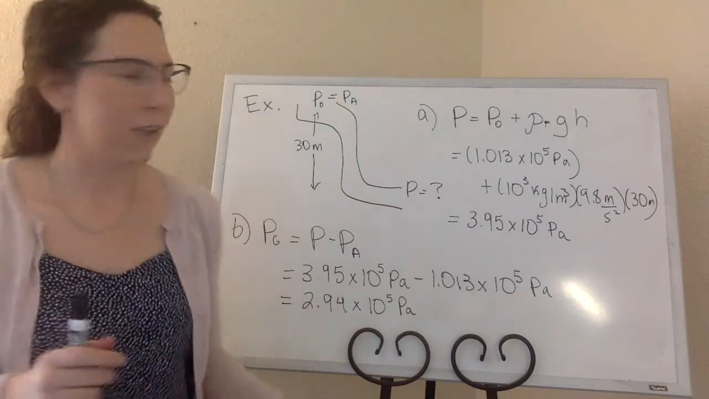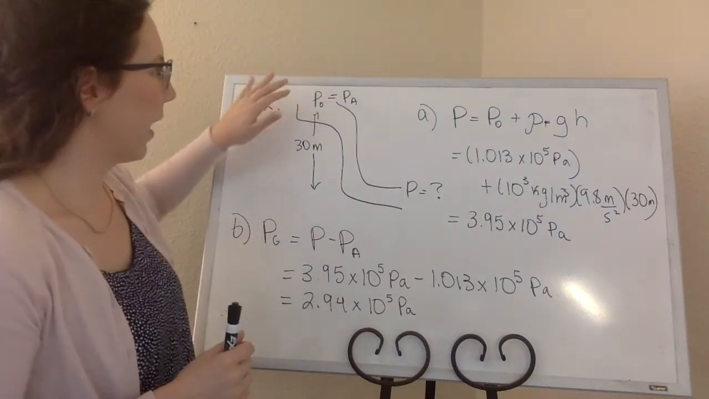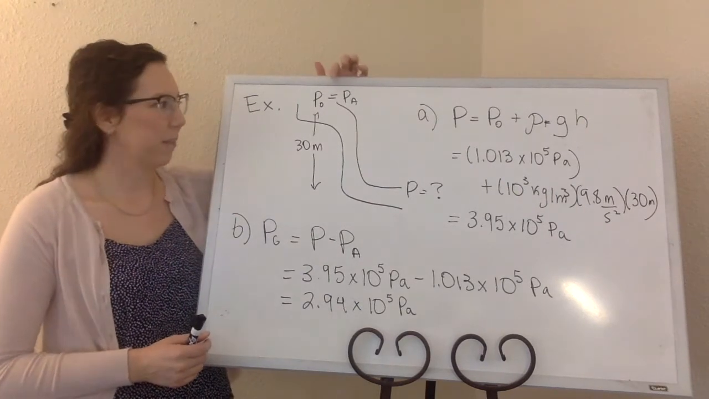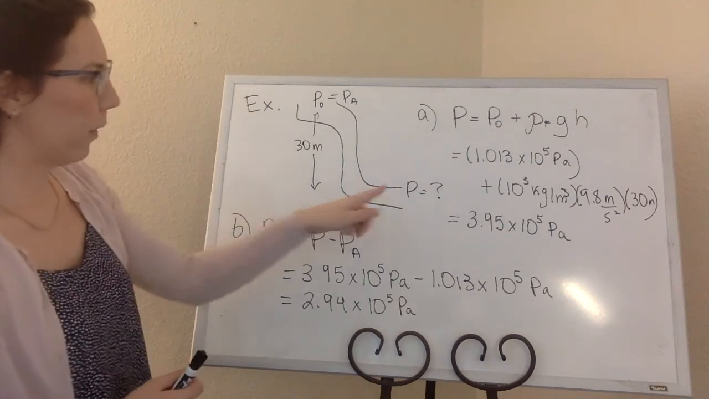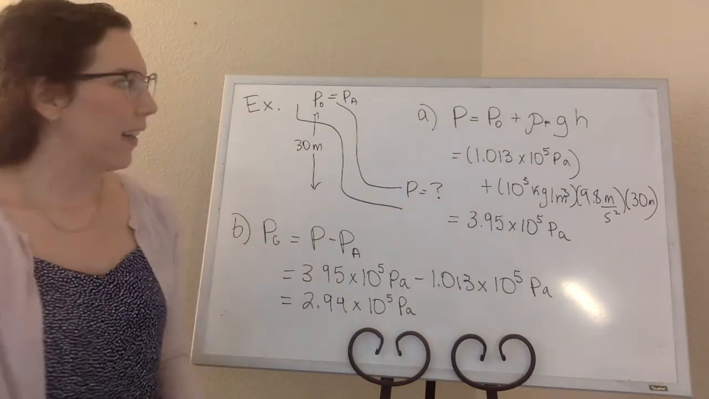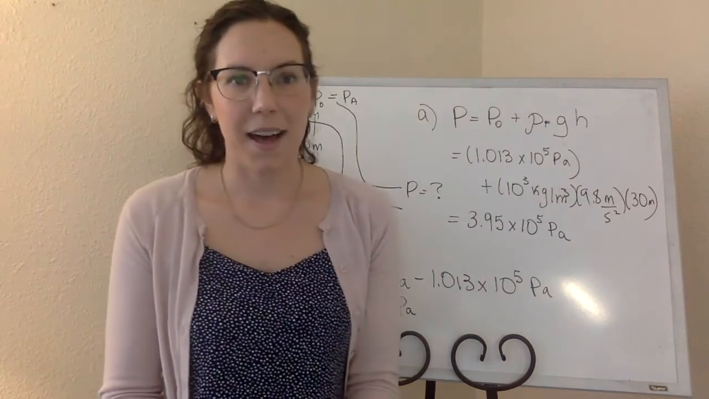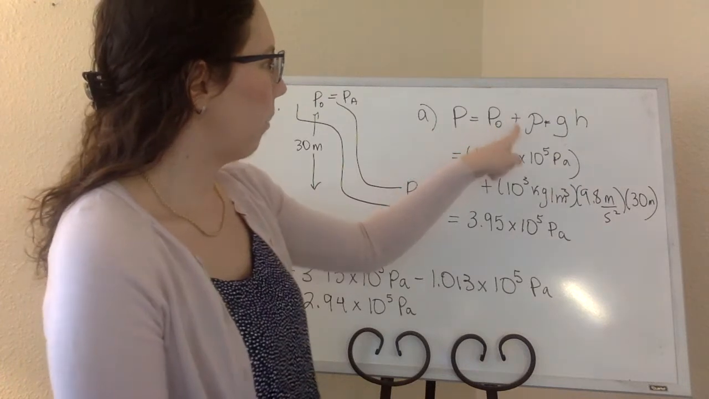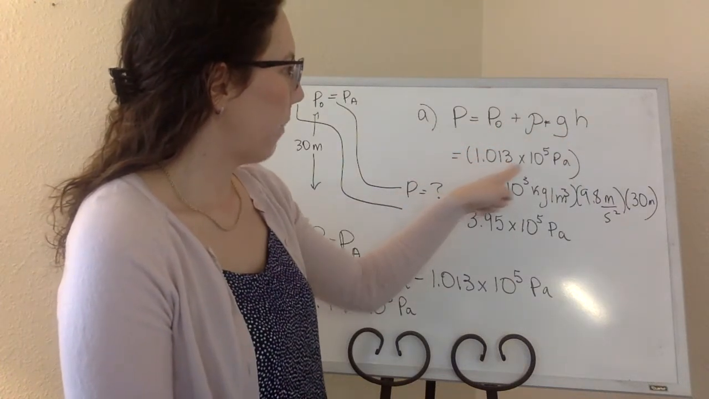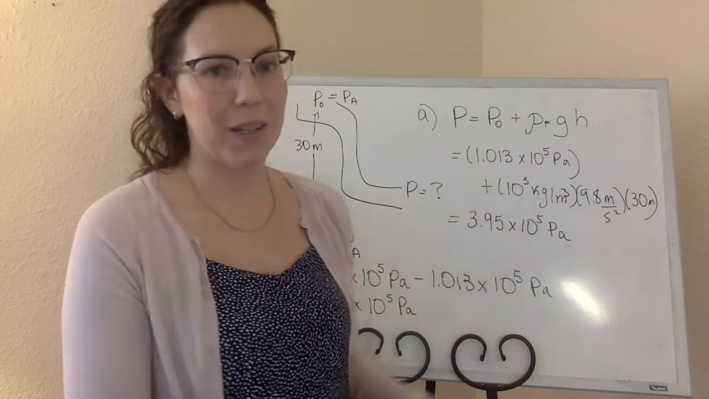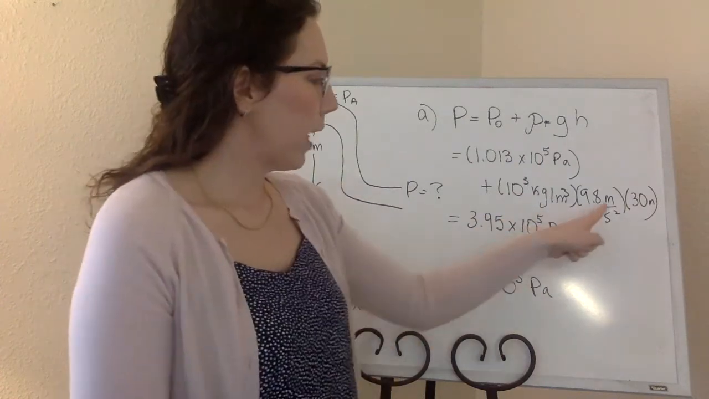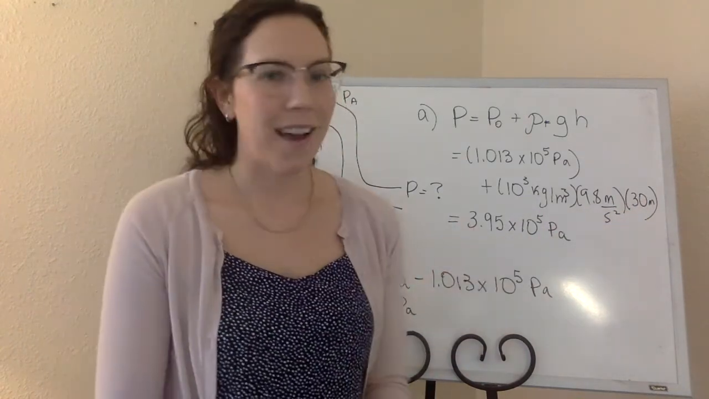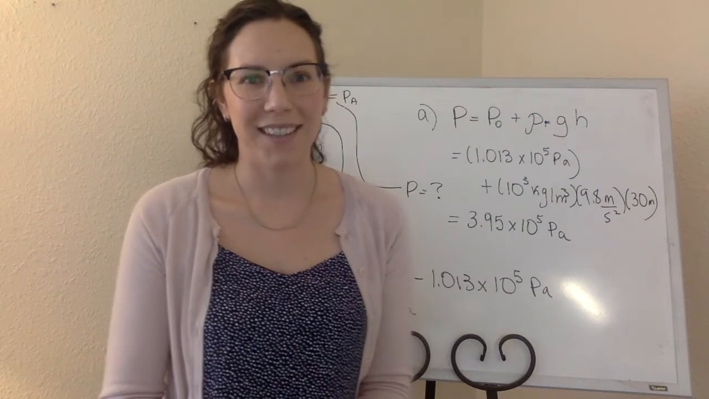Okay, so I've drawn a sketch. It looks something like this, where the top of the water tank is open to the atmosphere. So the pressure at the top would be equal to atmospheric pressure. 30 meters below that, we're looking at the absolute pressure, pressure P. Okay, so we can just apply the equation for pressure at a depth to this case. So P equals P naught plus rho gh. So we have atmospheric pressure plus 1,000 kilograms per meter cubed for the density of water, 9.8 meters per second squared for g, times 30 meters. And that gives me 3.95 times 10 to the 5 pascals.